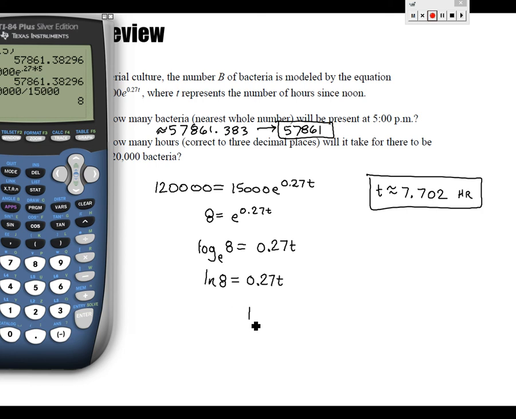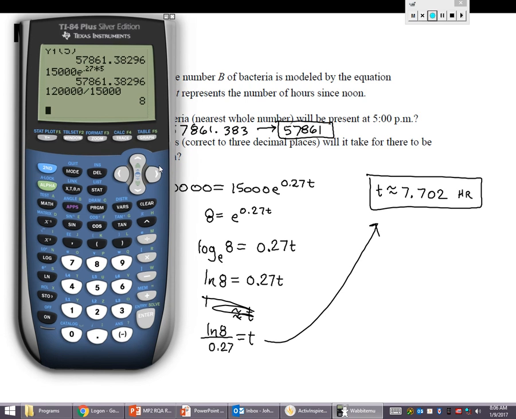So I think we have our answer then. T is approximately equal to, well, I shouldn't say that. T is exactly equal to ln 8 divided by 0.27. And then now if you want to approximate that, you can. Let's actually type that in. ln of 8 divided by 0.27.